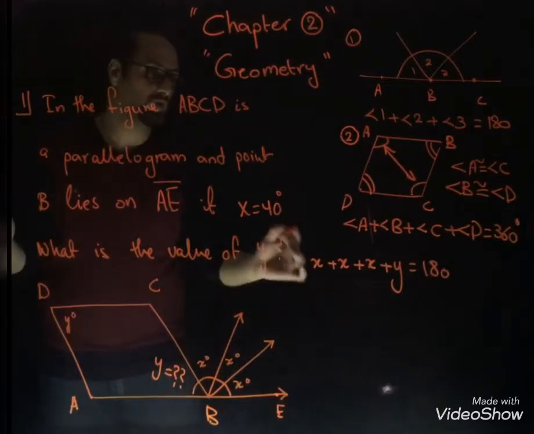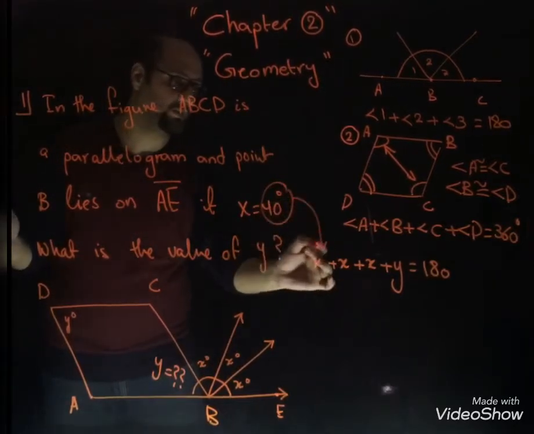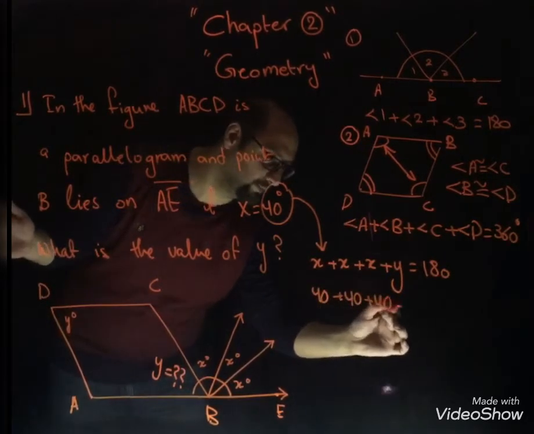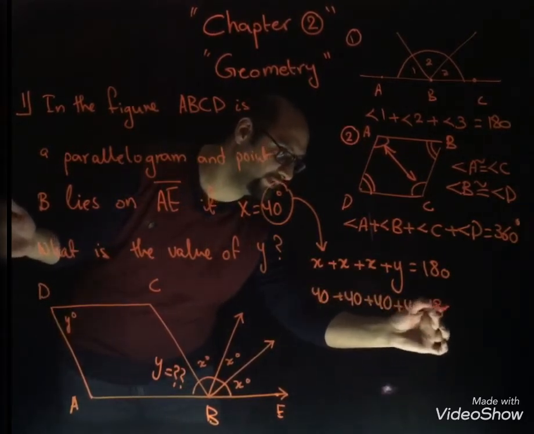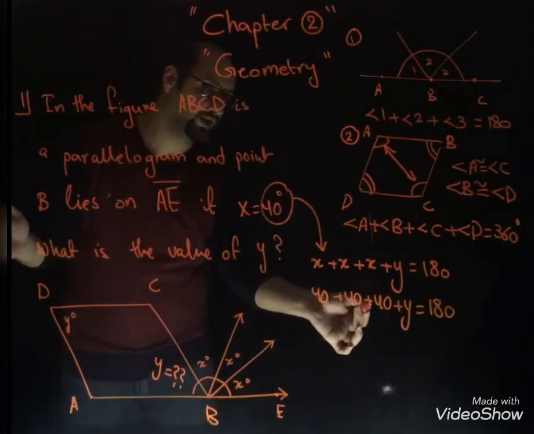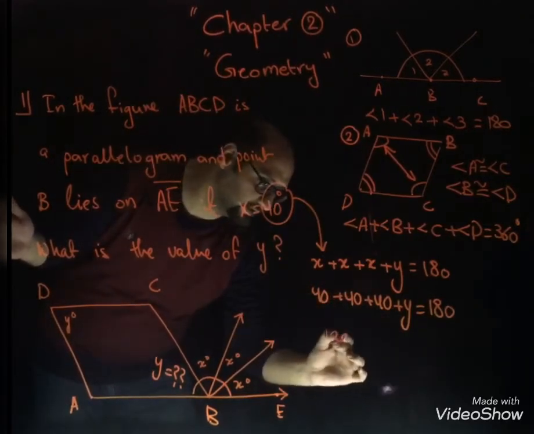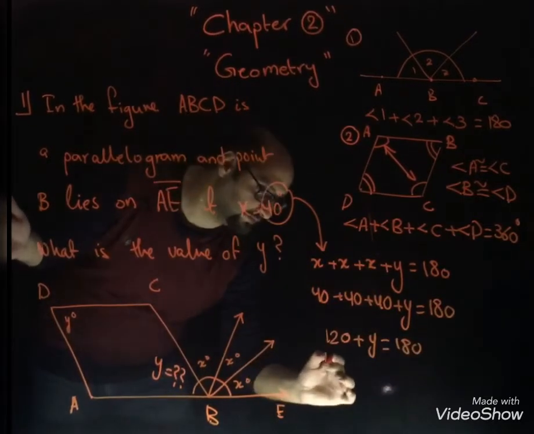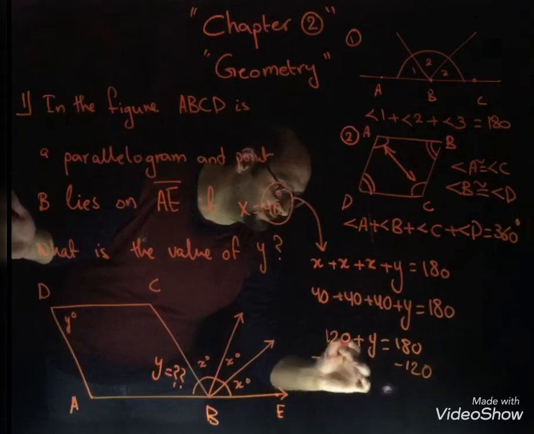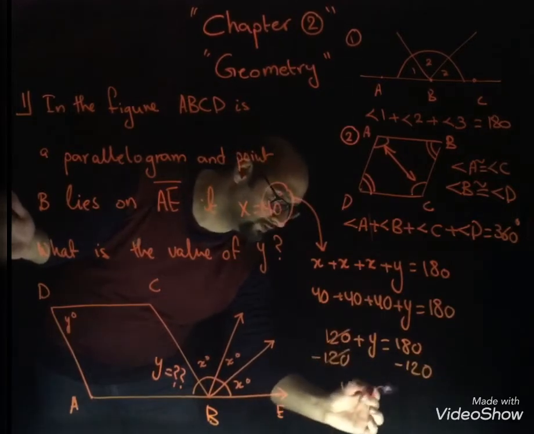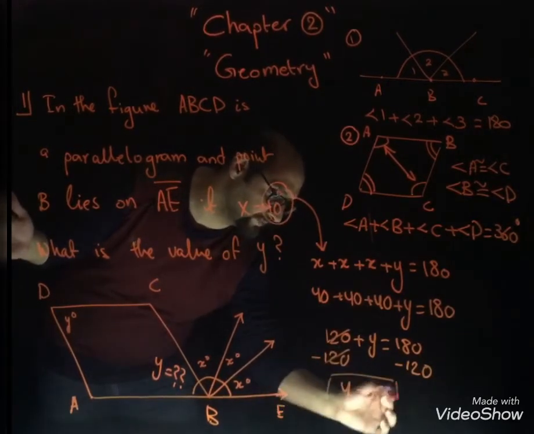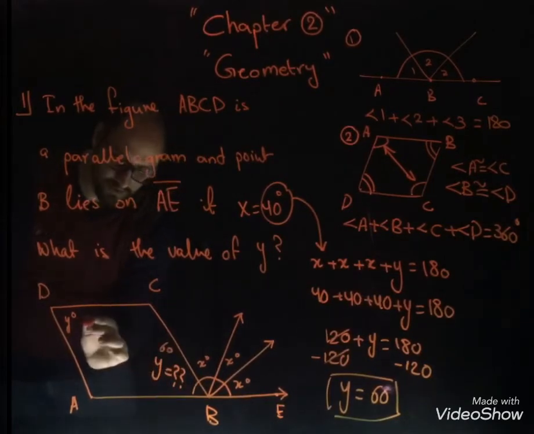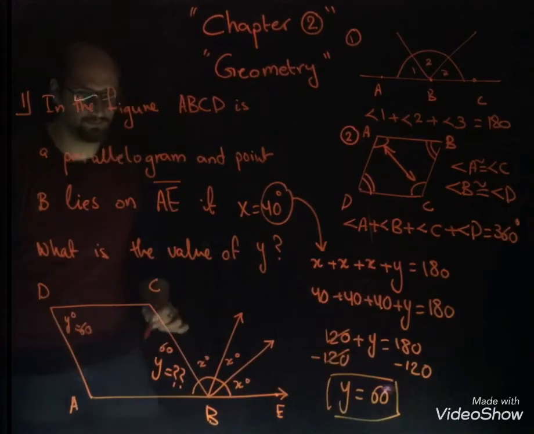Okay, what's the value of x? The value of x is 40. Put here 40 plus 40 plus 40 plus y equals 180. 40 and 40 and 40 equals 120, plus y equals 180. Subtract 120 from both sides, and you get y equals 60 degrees. So the angle y here is equal to 60 degrees. So this angle equals 60 degrees.